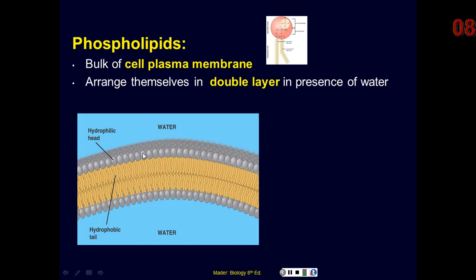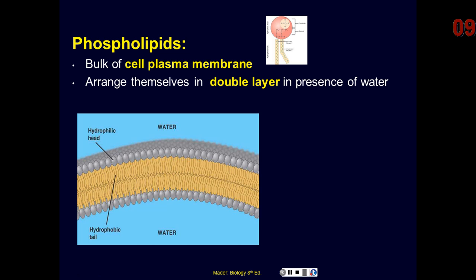So here's the heads of these phospholipids, and here's the tails, and notice that the heads are all pointing out toward the watery surface because that's the part of the molecule that likes the water. And notice of this layer right here, the heads are all pointing toward the environment, which is primarily water because, again, the heads like the water, the tails hate the water. So with this configuration, the tails are actually insulated from the water, and they never touch the water.